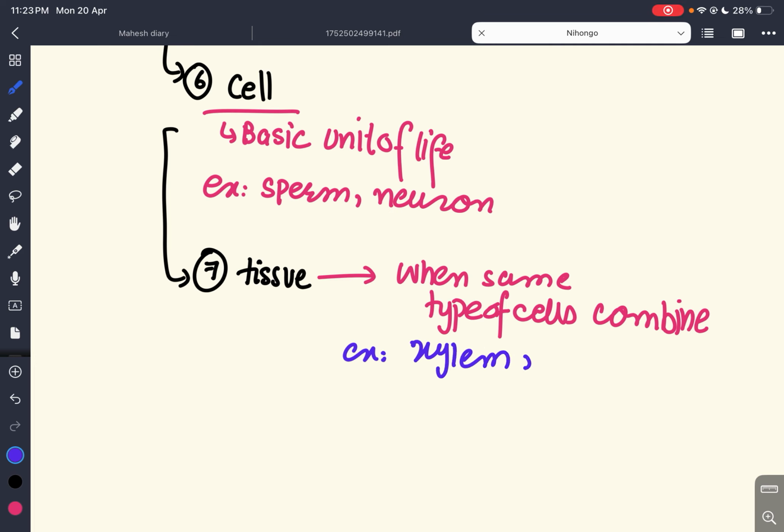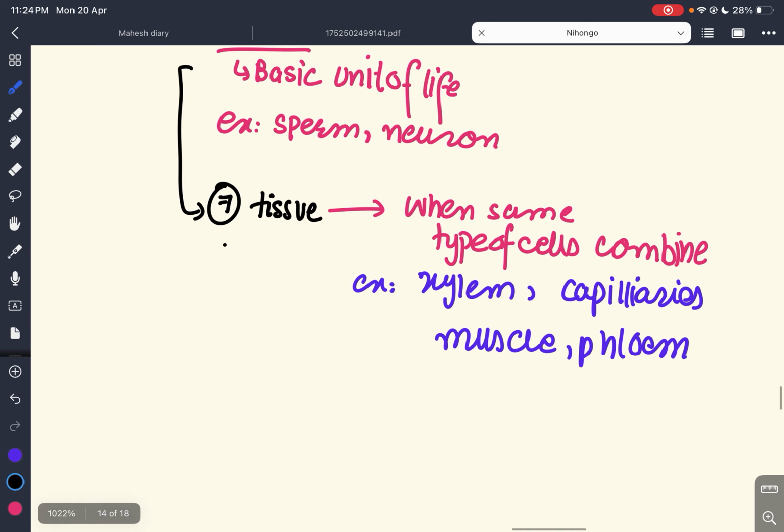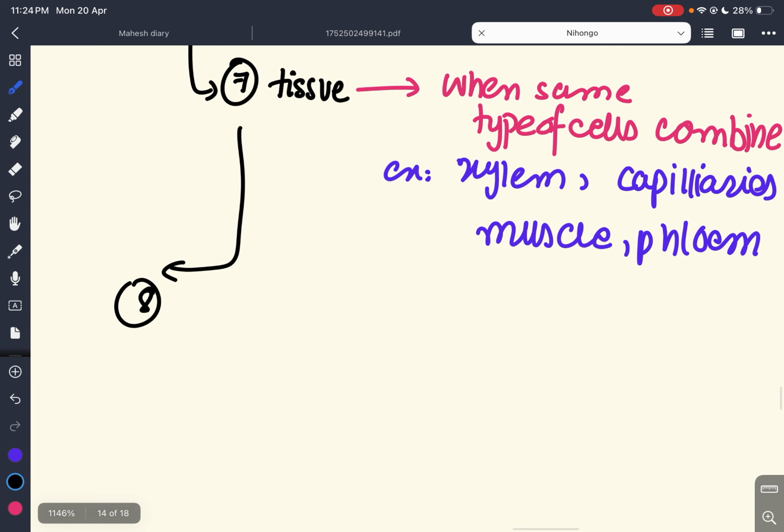Okay? We talk about capillaries. We talk about muscle tissues. We talk about phloem. Okay? Tissues are not only present in animals, they are also present in plants, which is vascular bundles, right? Xylem, phloem. So these are what? These are tissues. And once a tissue is formed, we know what is next? It is definitely an organ.